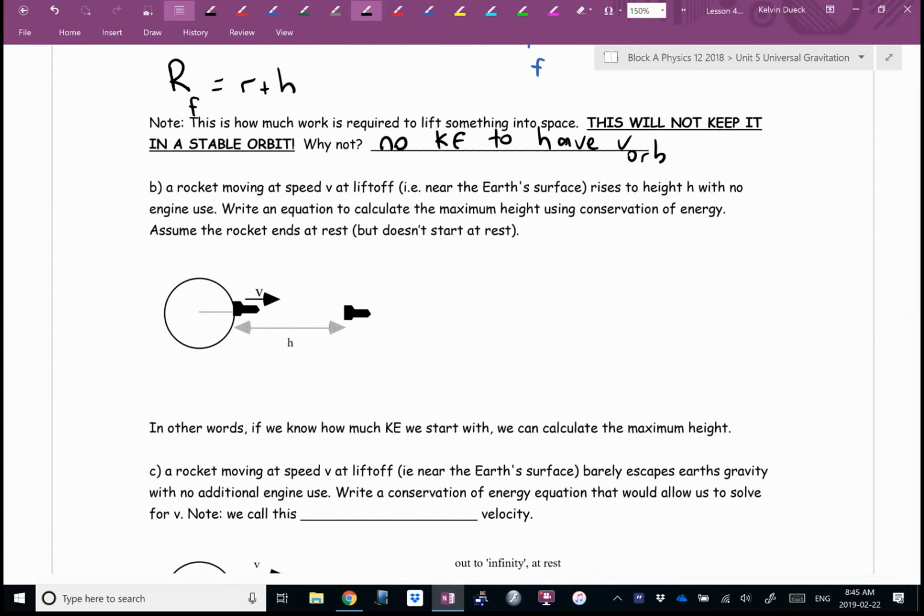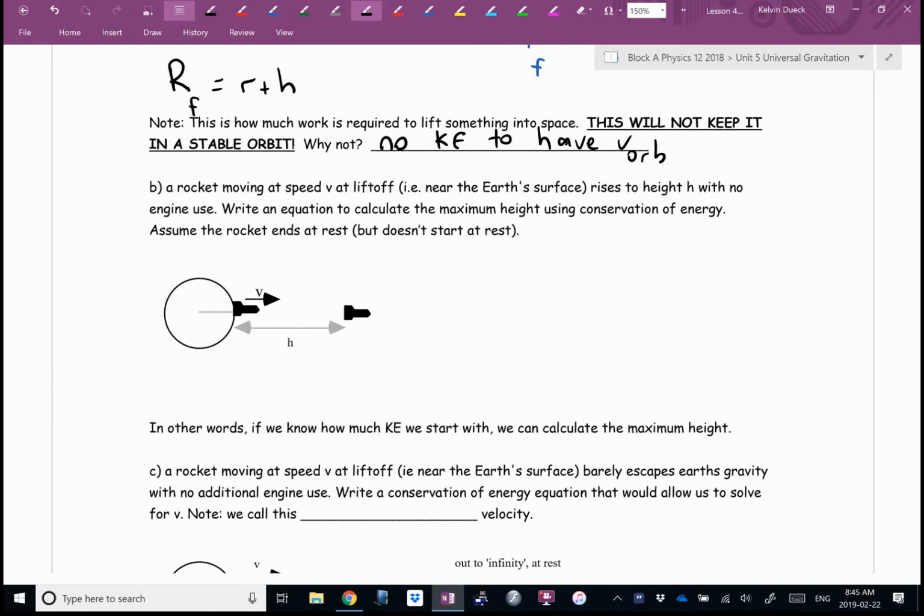What if I wanted to slightly twist this? So this first example, A, would figure out how much energy it would take to get something up there, how much rocket fuel if I wanted to actually build a rocket. A rocket moving at speed V at liftoff, so now we're not starting and ending at rest, rises to a height h with no engine use. So let's assume we fire our engines up and launch and then shut them off instantly and coast the rest of the way. Write an equation to calculate the maximum height using conservation of energy.